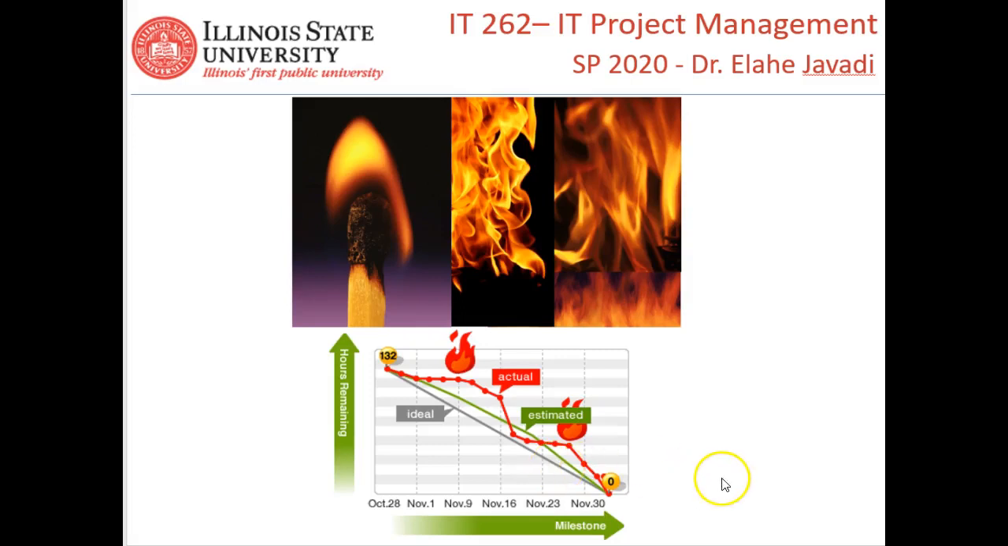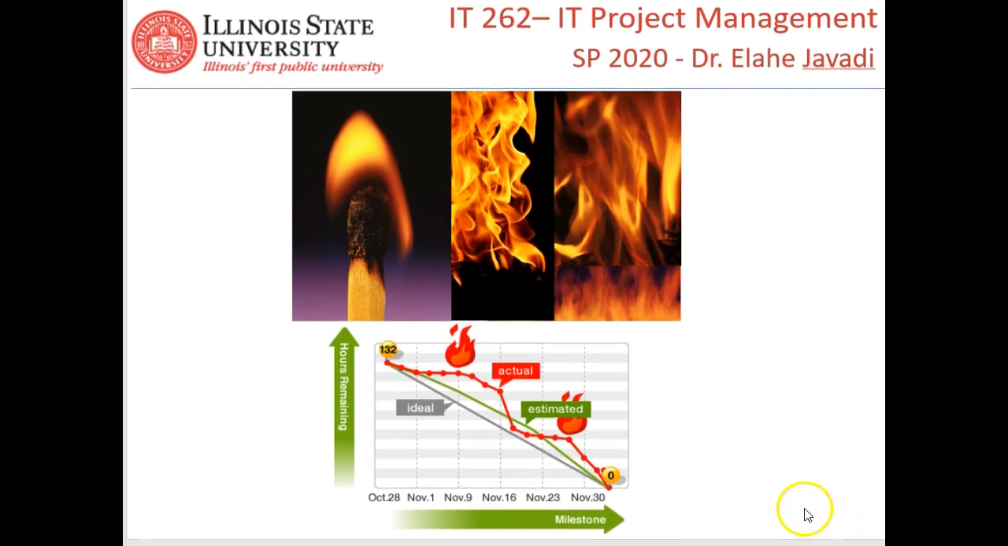Hi class, I'm going to talk about burn down charts and cumulative flow diagrams. Here we're not trying to burn calories or houses, we're trying to burn down work. Let's look at the next slide.